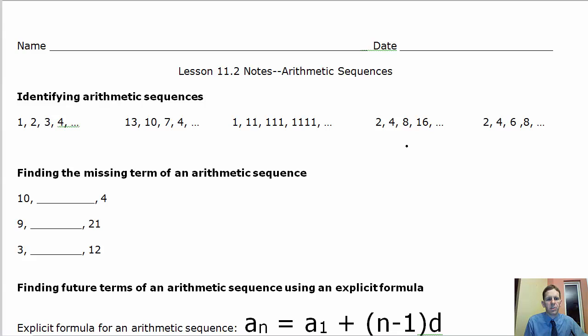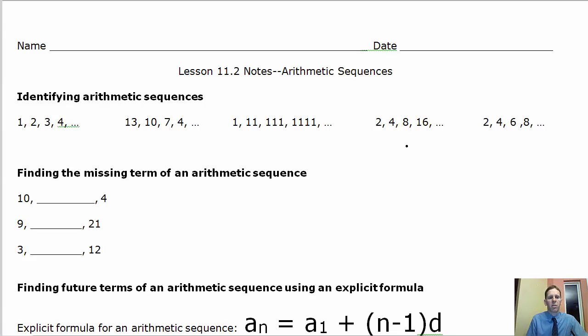These are the Lesson 11-2 notes on arithmetic sequences. Today we're going to identify arithmetic sequences. We're going to find the missing term of an arithmetic sequence, find future terms of an arithmetic sequence using an explicit formula. We'll write explicit and recursive formulas for arithmetic sequences, and we'll find the first term and common difference of an arithmetic sequence using two terms.